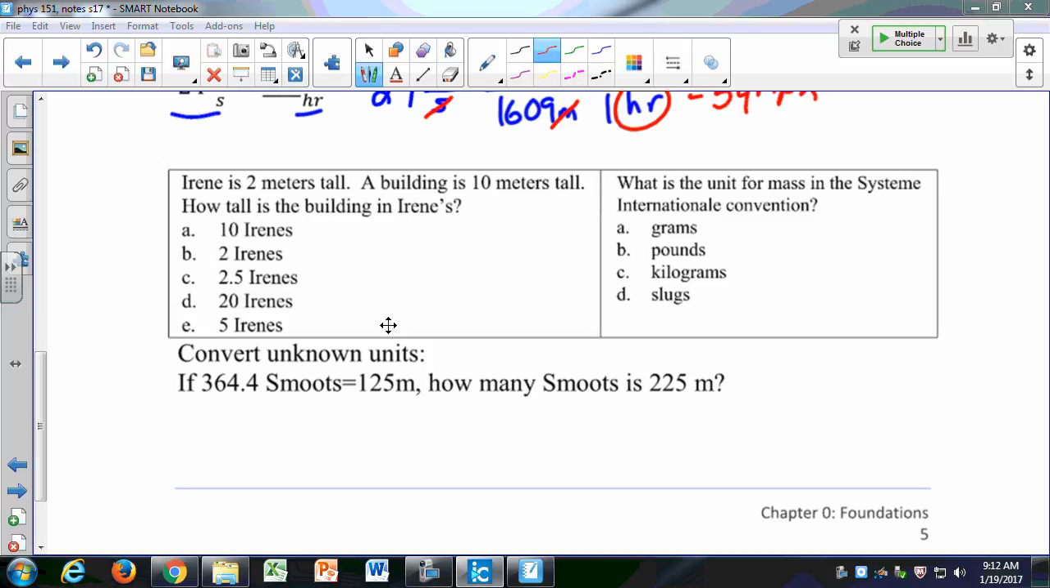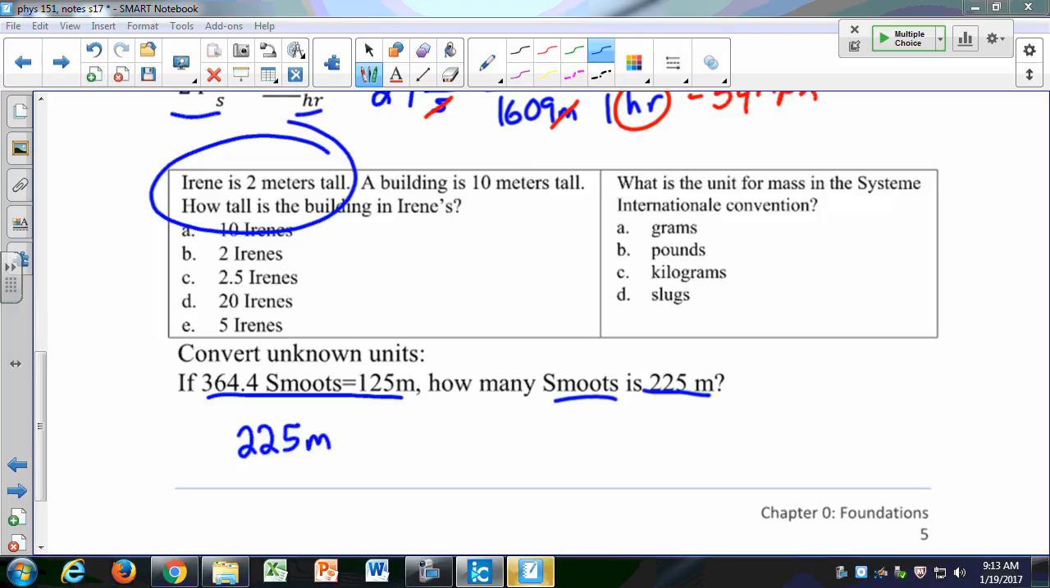Let's try this. We can have unit conversions just between nonsensical units, kind of like we did with Irene here. Although this one doesn't work out quite as easily. If I have this as my unit conversion factor, and I want to know 225 meters is equal to how many smoots, I say 225 meters times my unit conversion factor. I do 225 meters, 364.4 smoots, and then that's equal to, well, what is that equal to? 656. That looks right to me. So we'll just call it 660 smoots.